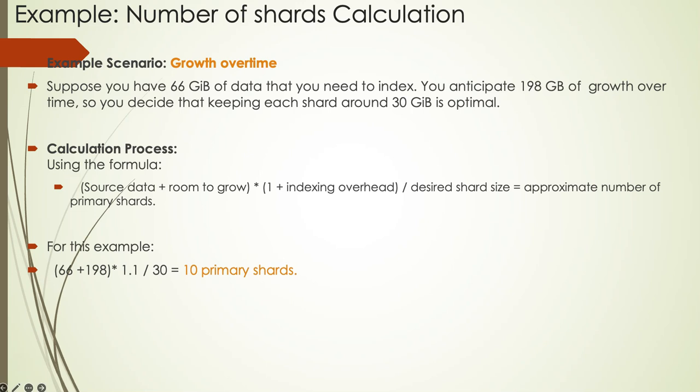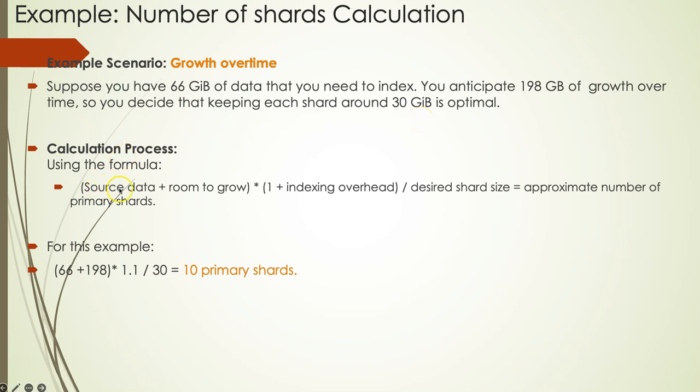In this scenario, we are expecting growth over a period of time. So if we have this initial 66 GB of data, then we anticipate that we are going to have 198 GB of growth over that period. And again, it's a write-heavy workload, so we decided our shard size is going to be 30 GB. Again, the formula will remain the same.